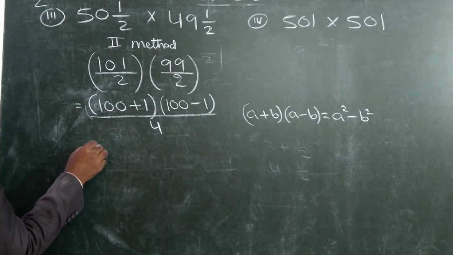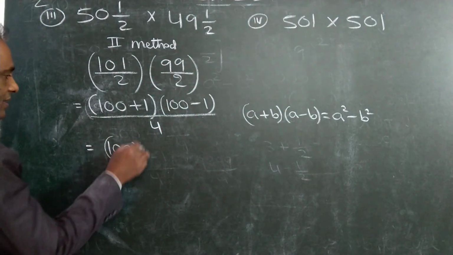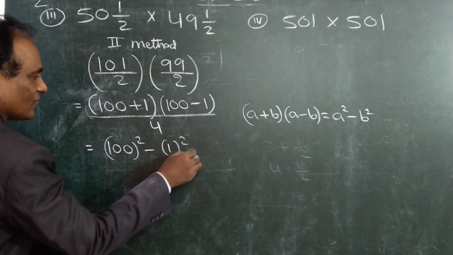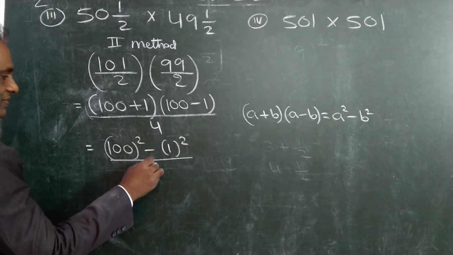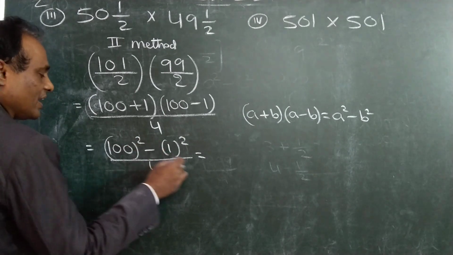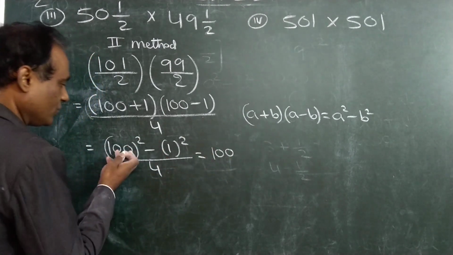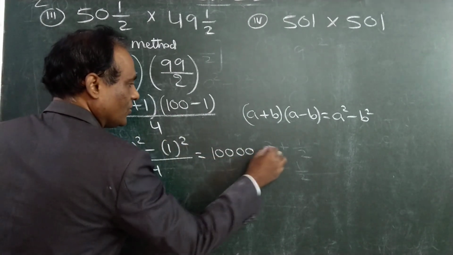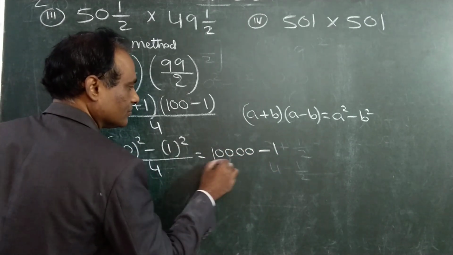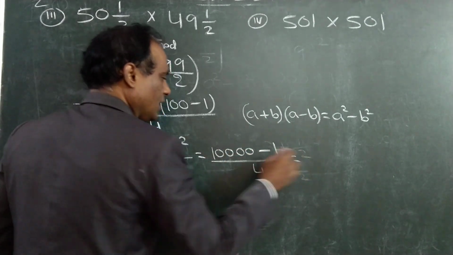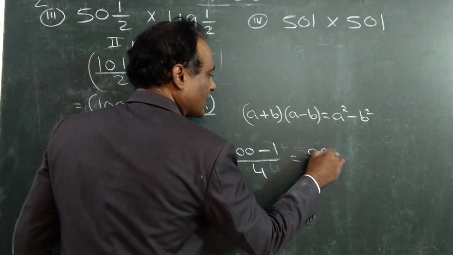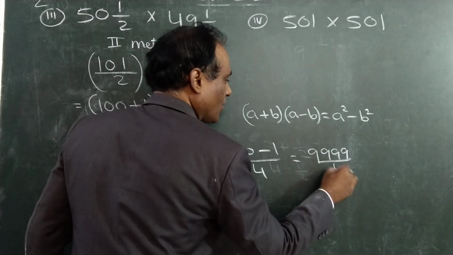So see the formula. a square minus b square: 100 square is 4 zeros, 1 square is 1. 10,000 minus 1 is 9,999 by 4.